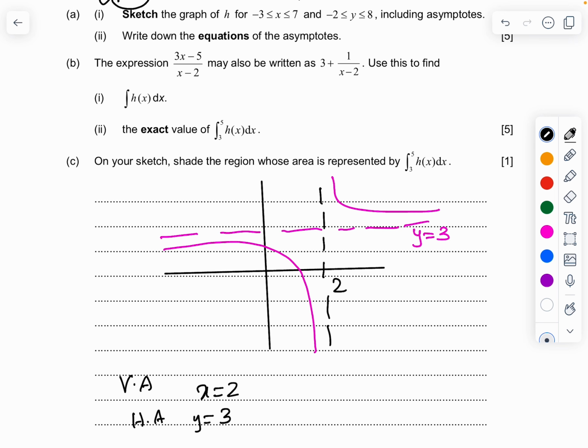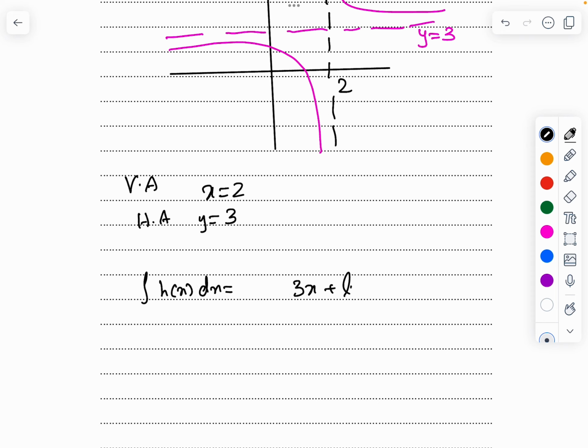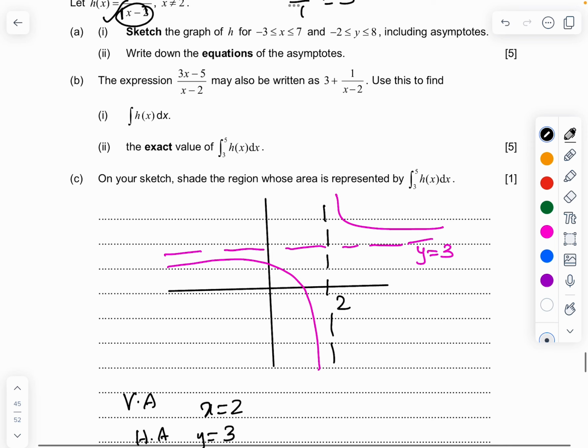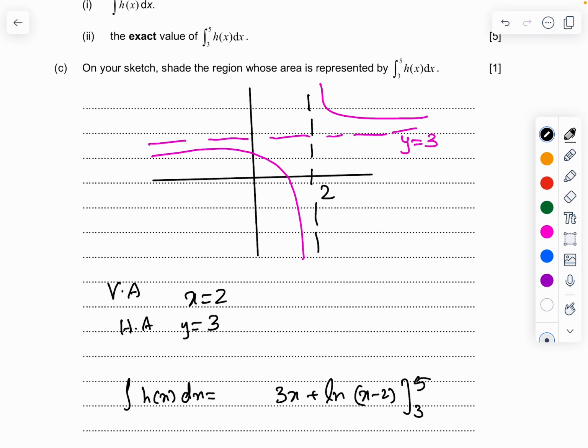The expression can also be written as 3 plus 1 upon x minus 2. Use this to find the integral. So the integral of h of x dx will be 3x plus ln of x minus 2 from 3 to 5. So it becomes 15 plus ln 3 minus 9 plus ln 1, which is going to be 6 plus ln 3. Sketch the region, the area between 3 to 5. Between 3 and 5, this is going to be the area between 3 and 5.